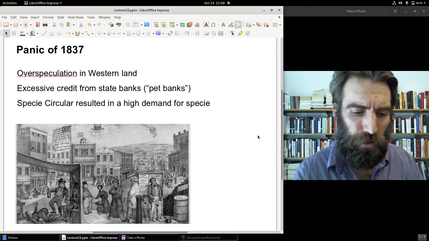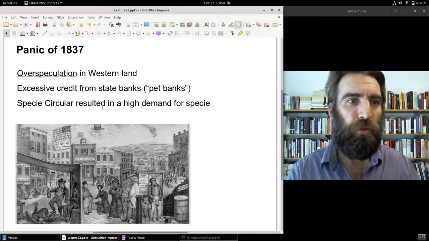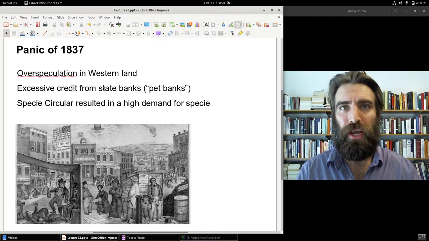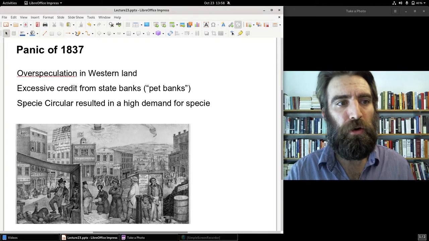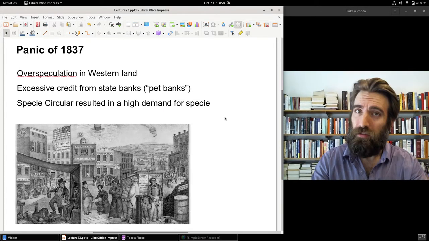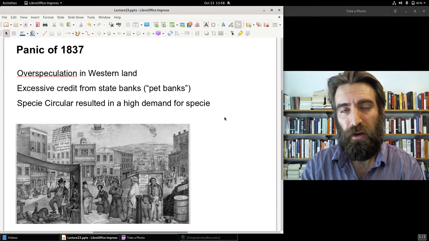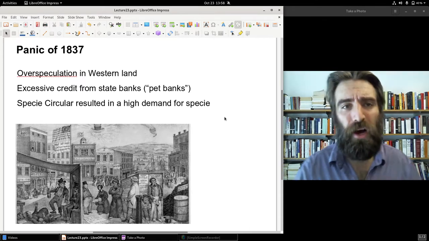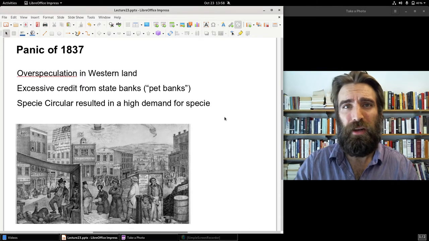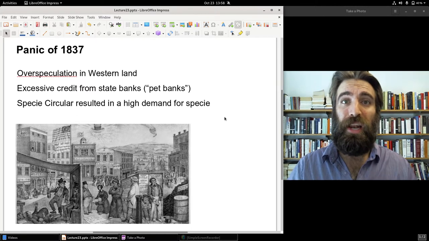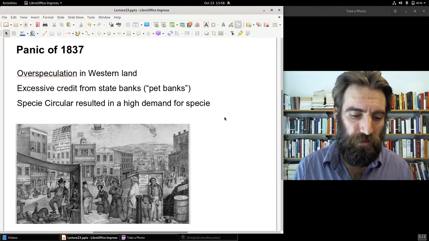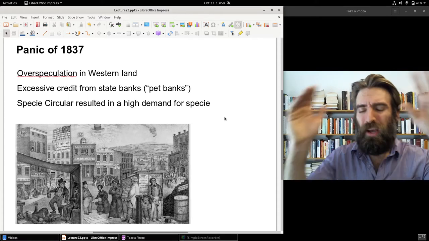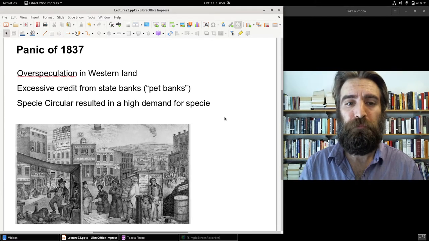And it was attributable to many different factors, over-speculation in Western land. The state banks had expanded credit too much, especially after receiving the federal deposits. And like I noted, the Specie Circular had led to this increased demand for coin. And so there have been extra withdrawals of coin from the vaults of these fractional reserve banks. There were some other causes too. The Bank of England, just a few months prior, had contracted in England and raised interest rates, and this halted British investment in the United States after 1836. And so it was multivariate, but it was a very severe panic, quite severe.